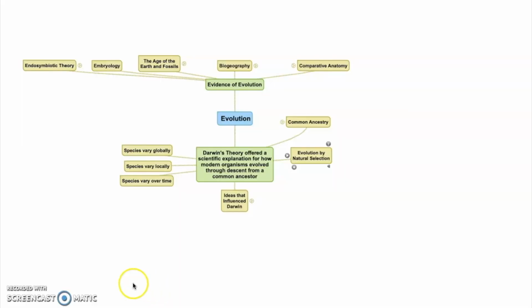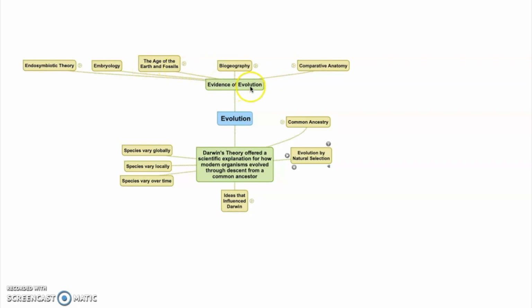So we're going to take a look at evolution today, and a couple of ideas here we're going to take a quick glance at are going to be the evidence for evolution, and we're going to take a look at Darwin's ideas on how modern organisms evolved through descent from a common ancestor. So for the evidence of evolution, we're going to take a look at endosymbiotic theory, embryology, the age of the earth and fossils, biogeography, and comparative anatomy.